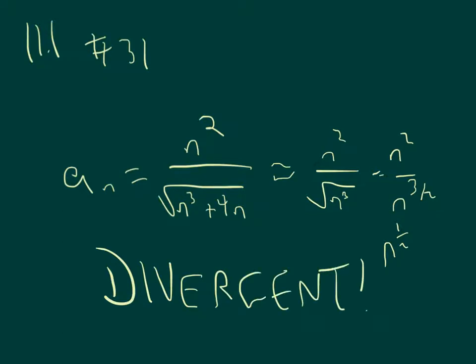Another way of looking at it is just the degree of the top is bigger than the degree on the bottom. The top is clearly 2. The bottom is kind of 3 halves. Since the top is bigger than the bottom, this is just going to get really, really big as n gets big.